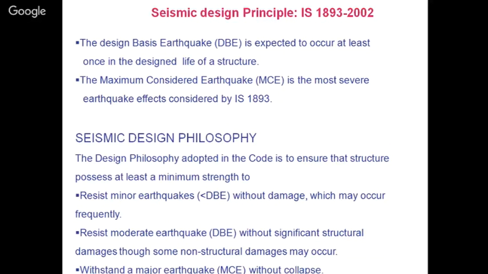It should resist a moderate earthquake without significant structural damage, though some non-structural damage may occur. So you are allowing some non-structural damage, but you are not allowing structural damage to occur, and it should withstand a major earthquake without collapse. That means you are allowing structural damage at a more aggravated and increased level as compared to level 2, but you are not allowing the structure to collapse. You are giving time to people to evacuate from that particular building.